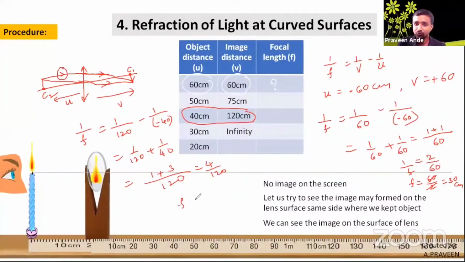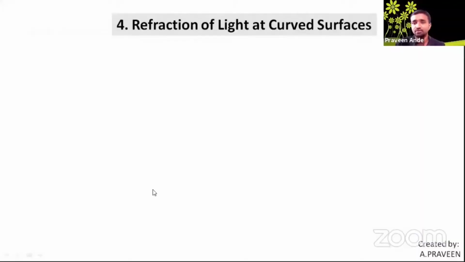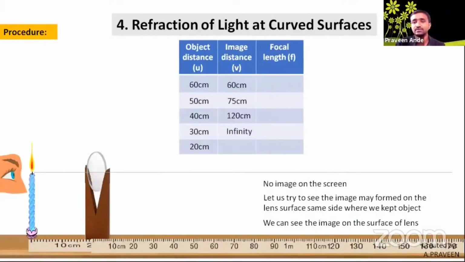Then writing reciprocals, f equal to 120 by 4. So 4 ones are 4, 4 threes are 12. So 30 times 4 is 120. So 30 centimeters. What is the focal length of the lens used in the lab activity? 30 centimeters it is. I used the double convex lens in the lab activity, right? That focal length is simply 30 centimeters. In this we have used a lens with focal length 30 centimeters.